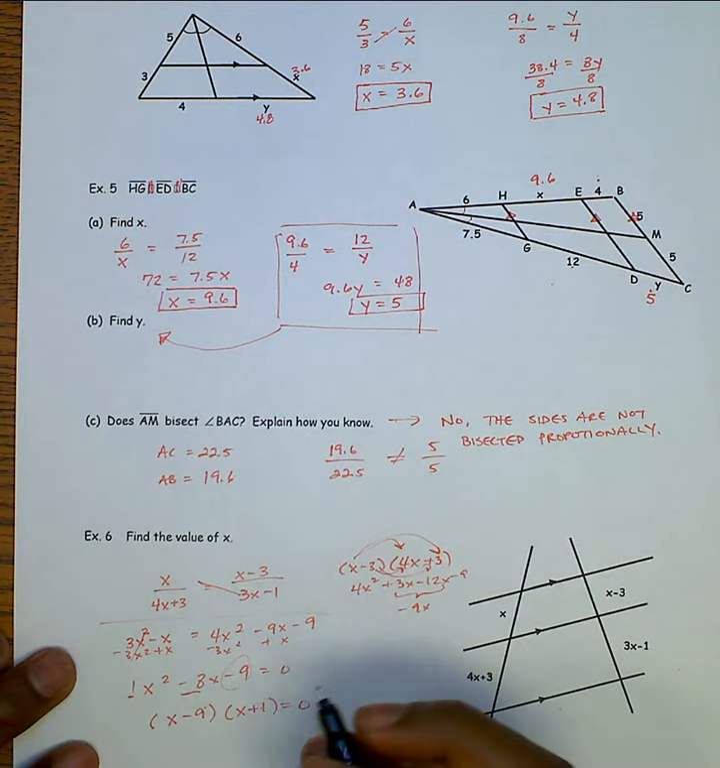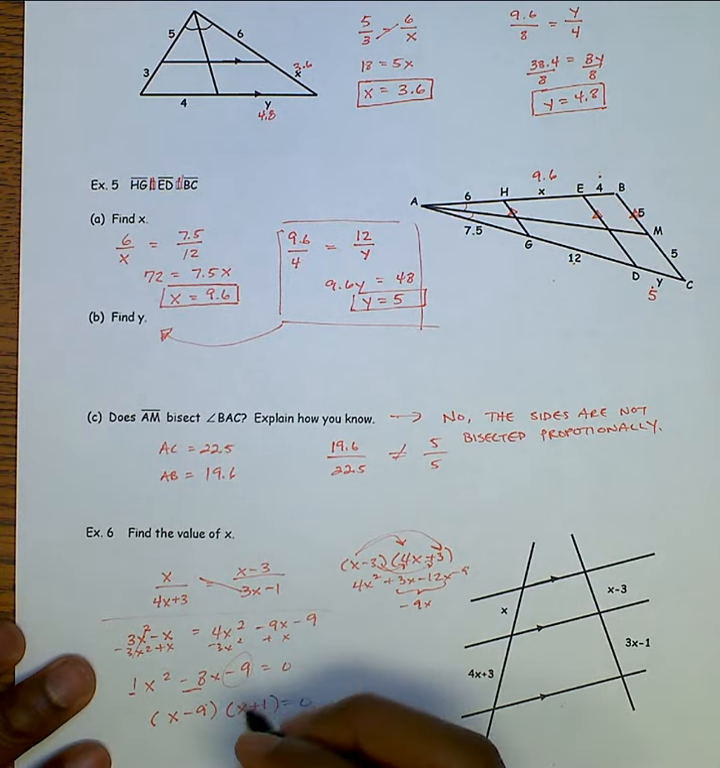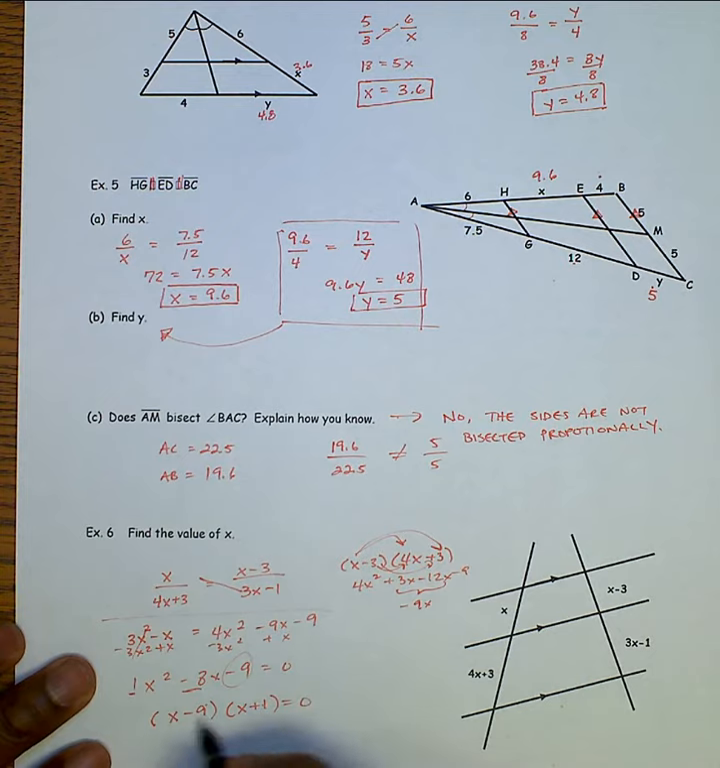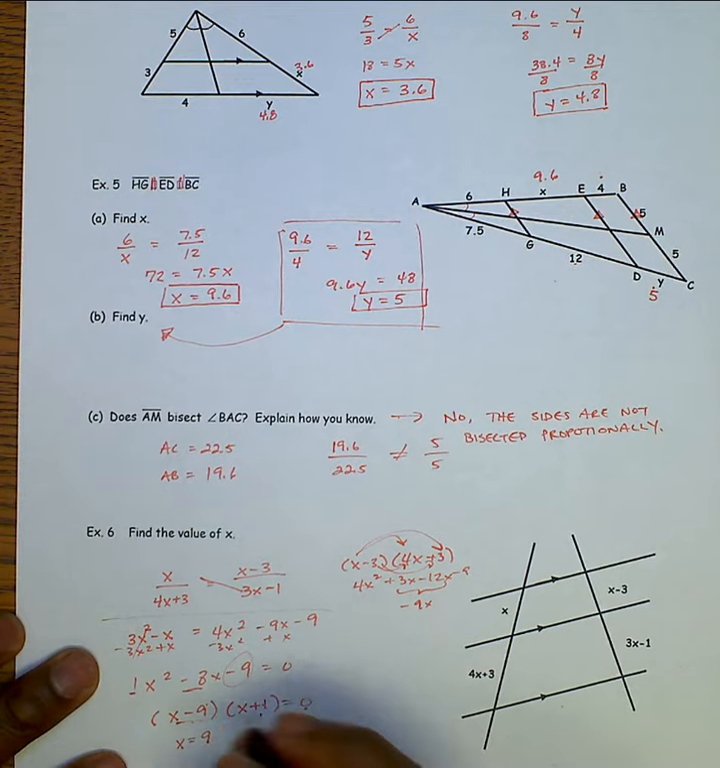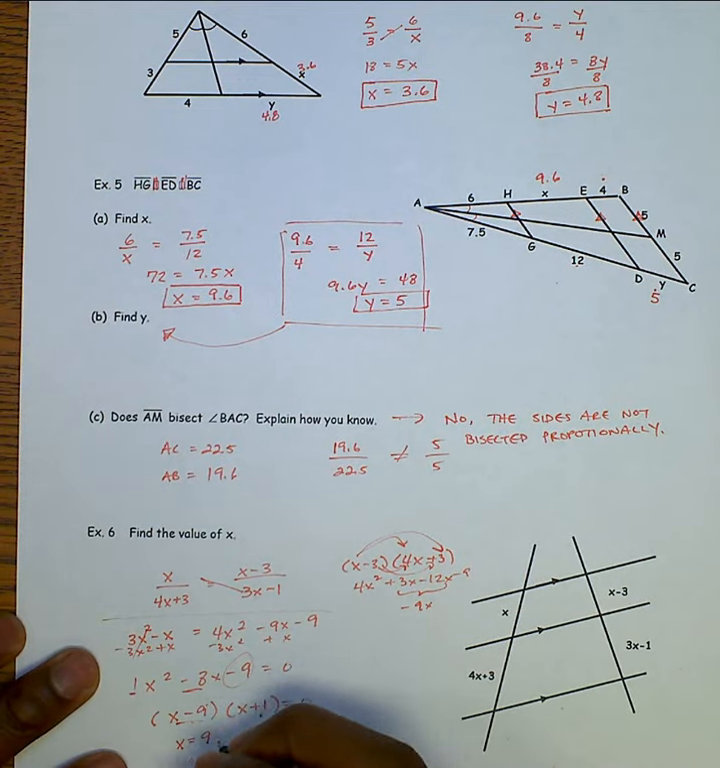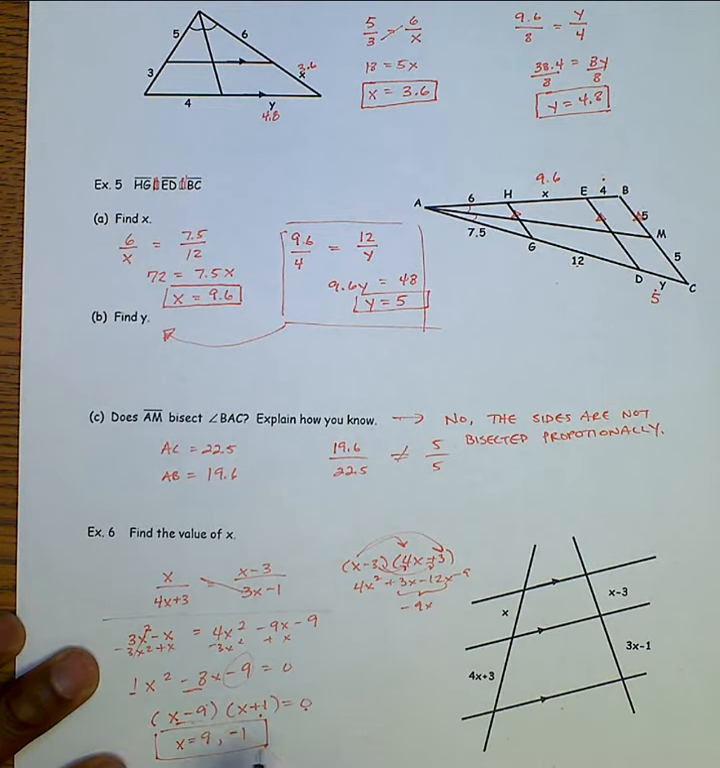Now we use the zero product property, which says if we multiply two numbers and their product is 0, then at least one of these two numbers has to be 0. So we solve to see what x could be to make this true. If x minus 9 equals 0, then x is 9. If x plus 1 equals 0, then x is negative 1. So here are two possible values.